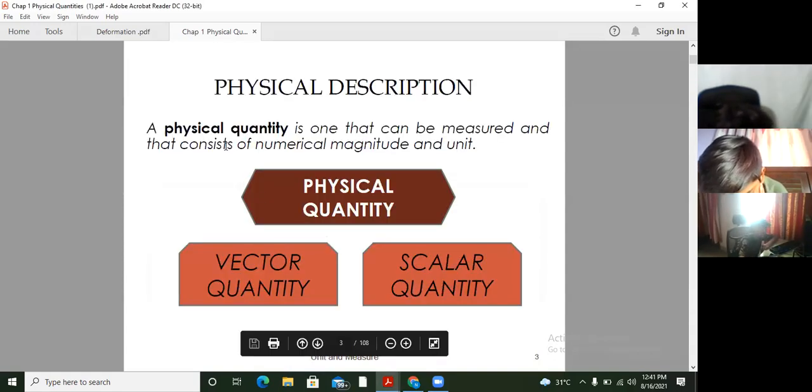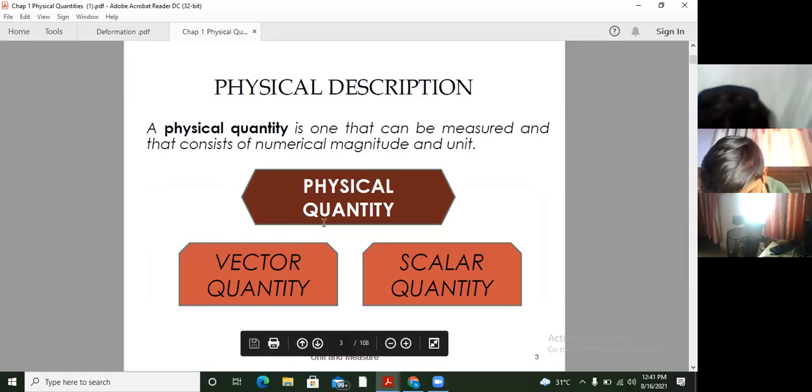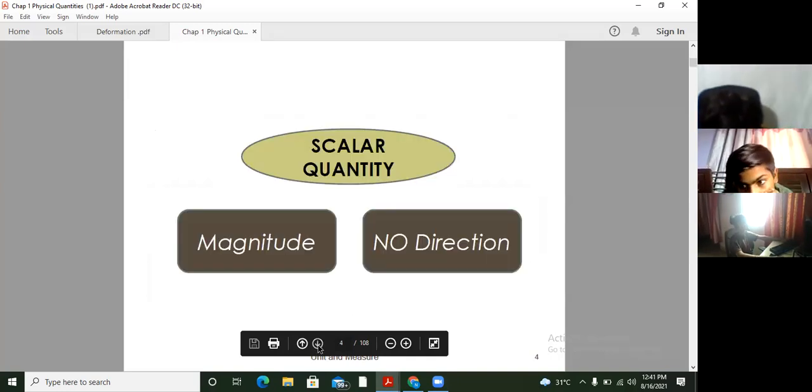We have physical quantities with two types, that is scalar quantities and vector quantities. Let's see what these scalar quantities and vector quantities are. Okay, let's talk about scalar quantities first. Scalar quantities are those which have magnitude.